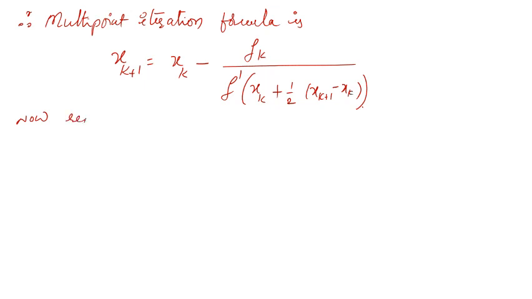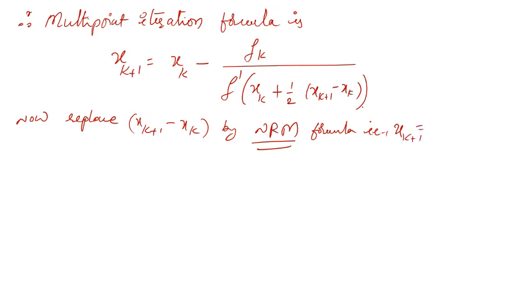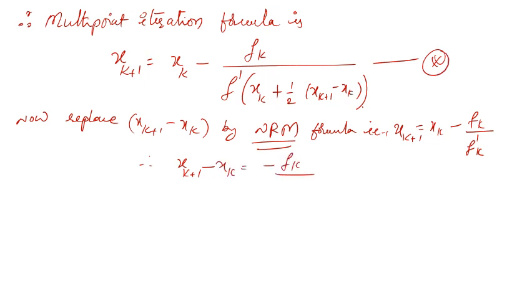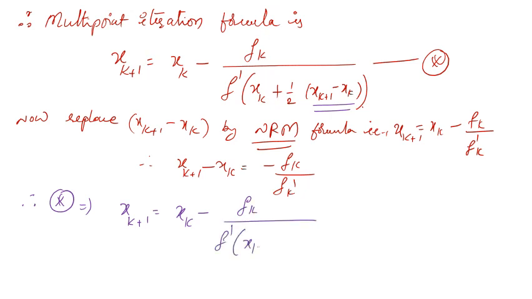Now replace xk plus 1 minus xk by the Newton-Raphson method. The NRM formula is xk plus 1 equal to xk minus fk by f dash k. Take this as expression star: xk plus 1 minus xk equal to minus fk by fk dash. Now in place of this, you replace: xk plus 1 is equal to xk minus fk by f dash of xk minus 1 by 2 fk by fk dash.